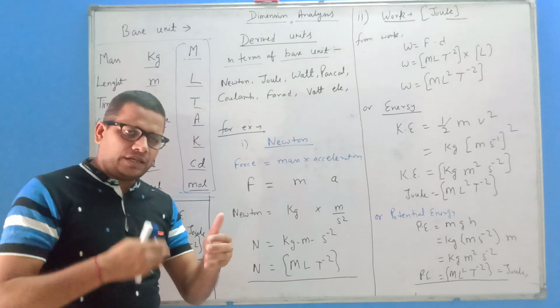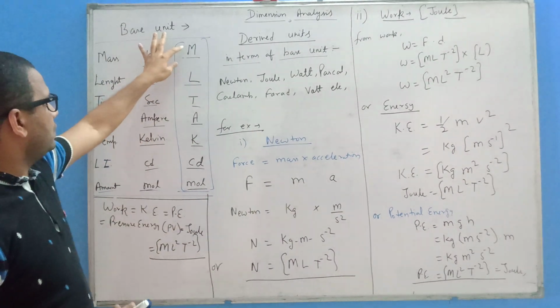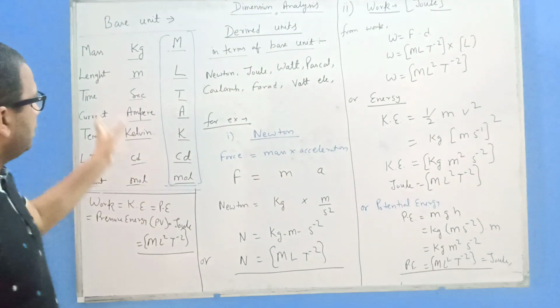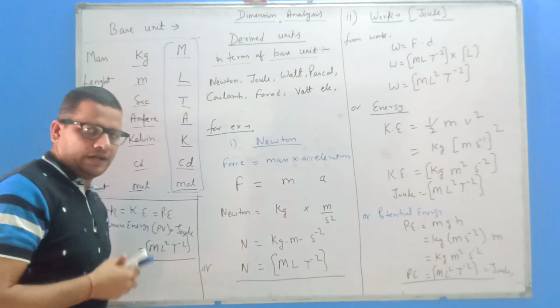MLT AK, you will have to use this a little more. So we have MLT AK candela mole. So we have to write the other quantities in terms of MLT AK candela mole.